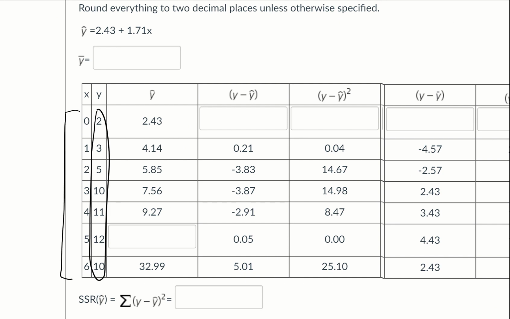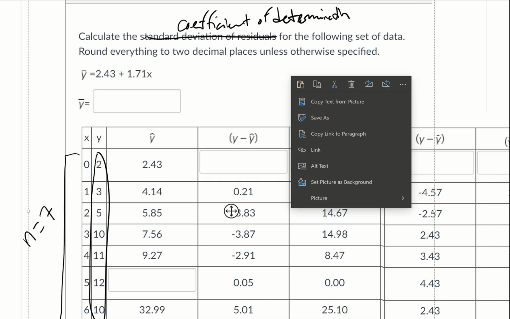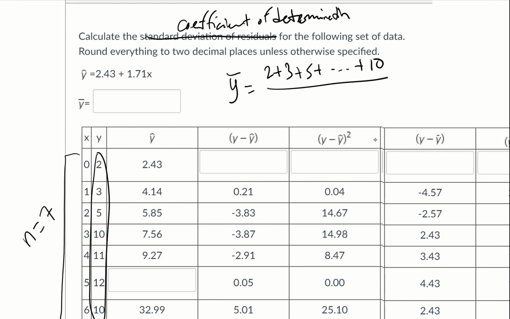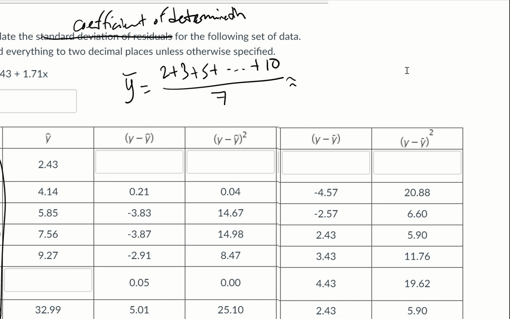So based off of this, n is equal to 7. N is how many numbers you have. So you've got 7 x values, 7 y values. So n is 7. To get the y bar, we need to add the y values, then divide by 7. So go ahead and get that number real quick.